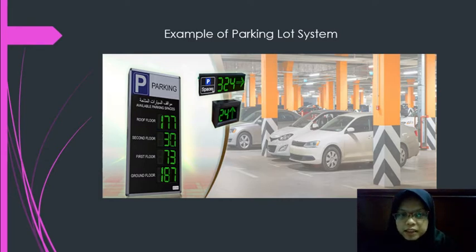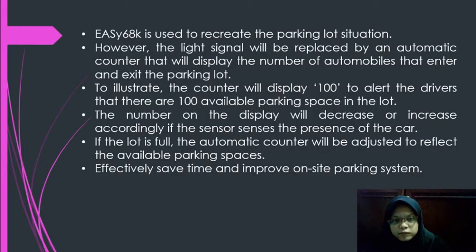From the figure, the green light shows the number of vacant parking spaces in the parking lot, so the drivers can see if the parking lot is fully occupied or not before they decide to enter the lot. For our PBL, EZ68K is used to recreate the parking lot situation. However, the light signal will be replaced by an automatic counter that will display the number of automobiles that enter and exit the parking lot.